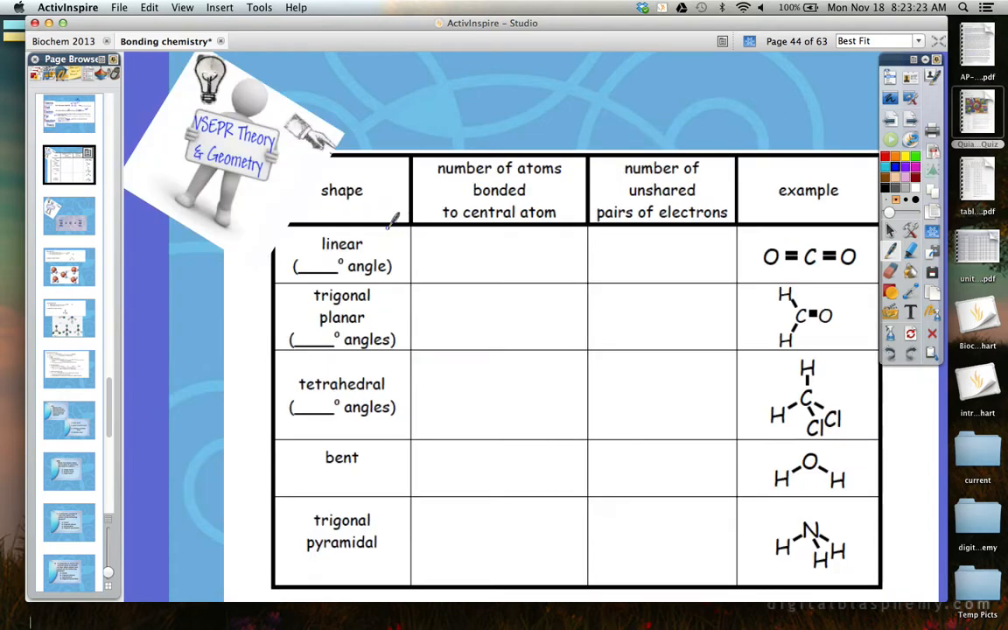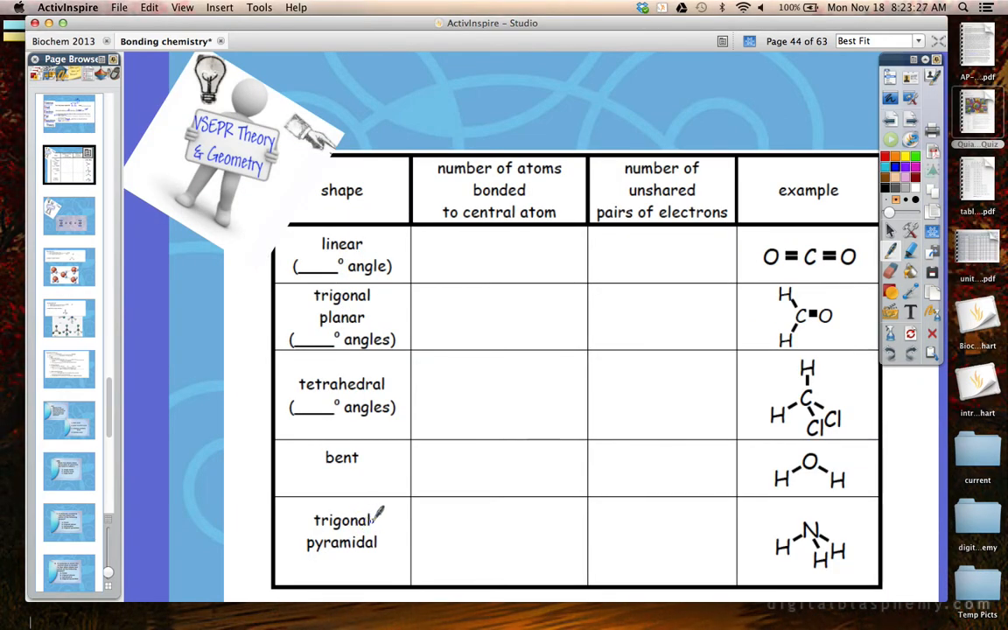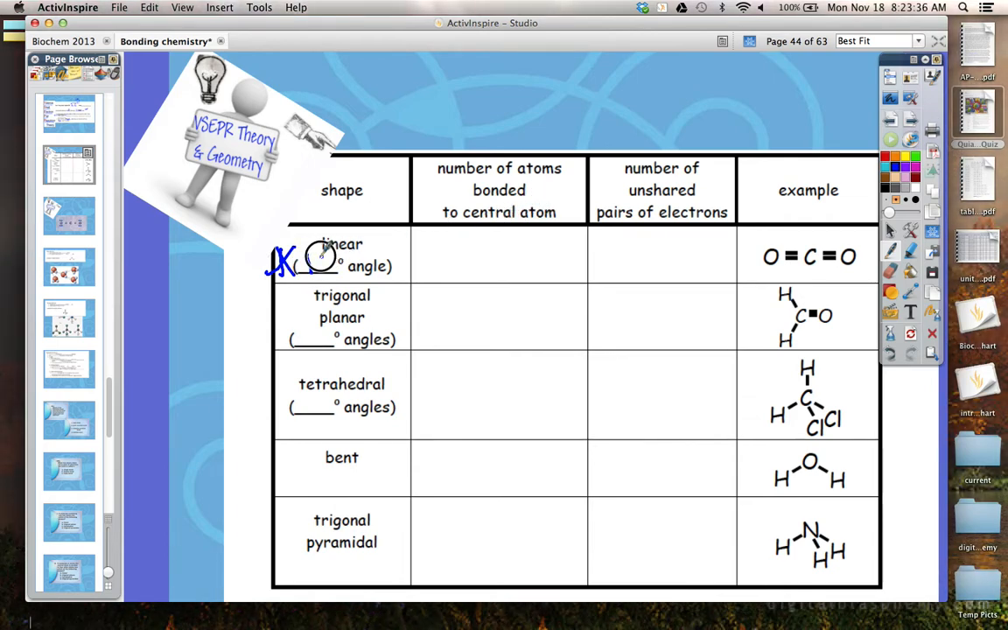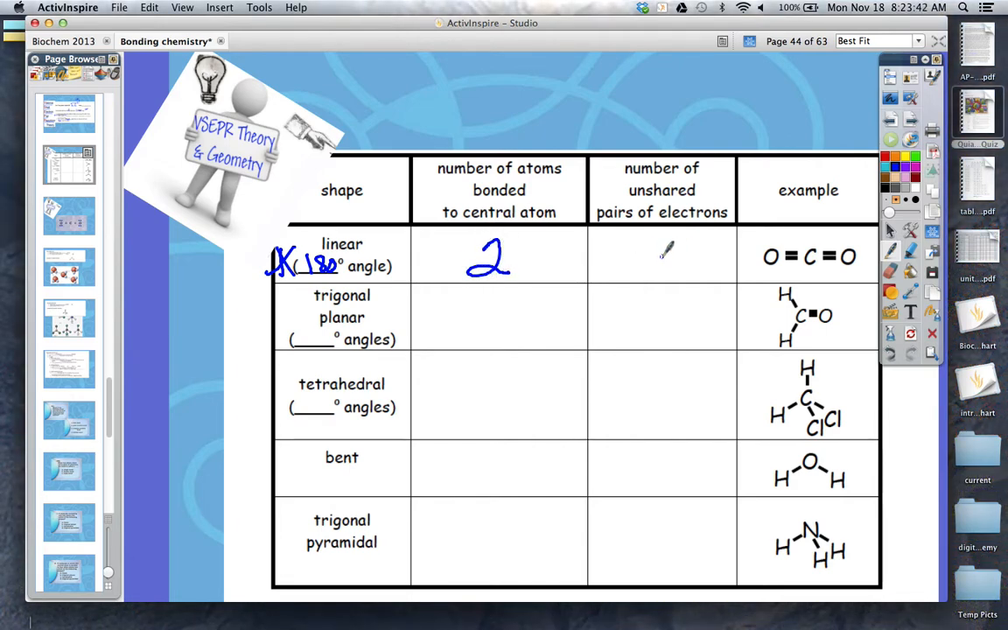If you look at your table, you have 5 different types of molecules. These are not the only shapes. These are just the simplest ones that we're going to talk about. This is kind of the exception to the rule because we're not bonding to a central atom. This is linear. It has a 180-degree angle. And this is when we have two atoms bonded to a central atom. Or we could just have two atoms bonded, period.